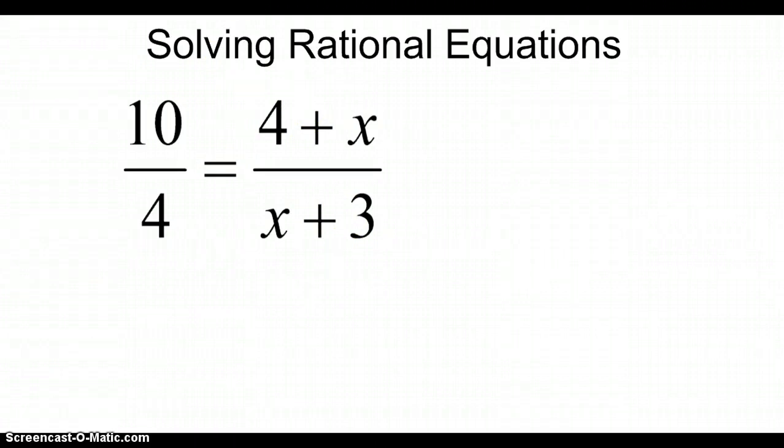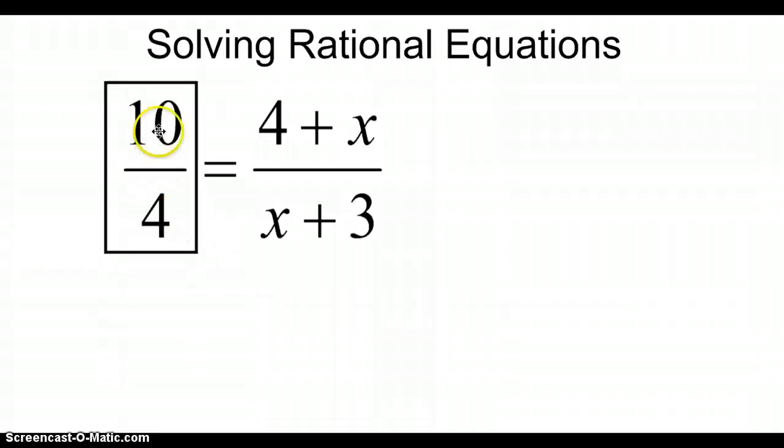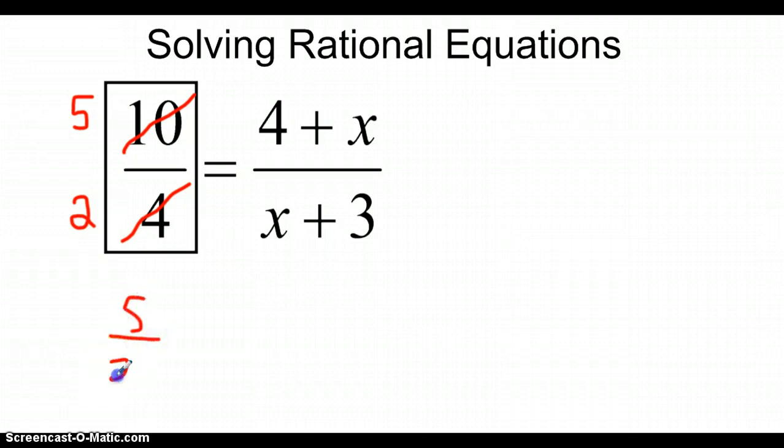The first thing we want to look at though is each fraction separately. Once again, I'm going to highlight this and see what I can do to simplify. What you'll notice is that both of these are divisible by 2. So I'm going to cross this out and turn it into a 5, and I'm going to cross this out and turn it into a 2. I'm now going to rewrite my problem so that I have 5 over 2, and that is equal to 4 plus x, oh, that's a terrible plus sign, but you get the gist, over x plus 3.